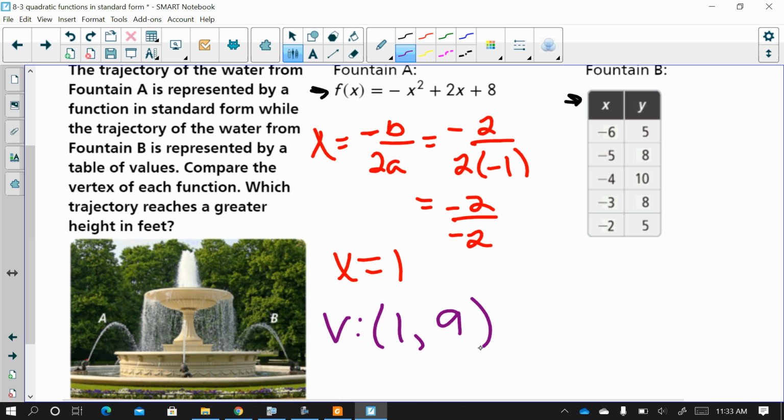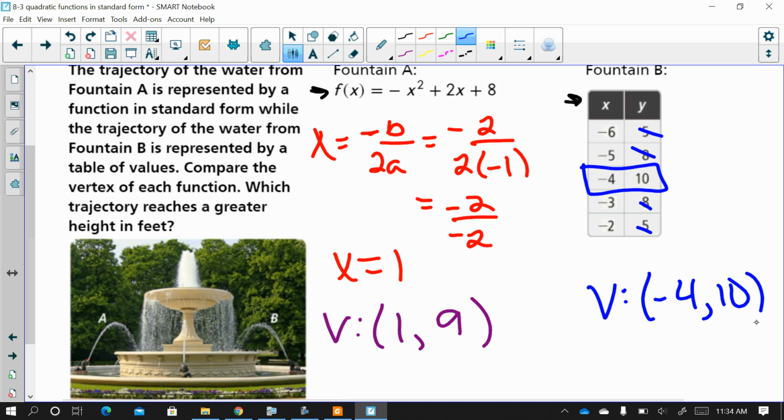Okay, fountain B, I also have to find the vertex. Remember, the vertex is the turning point. So it's kind of like right in the middle of where the values repeat. Well, 5 is repeated, 8 is repeated. Oh, so this right here is my vertex.